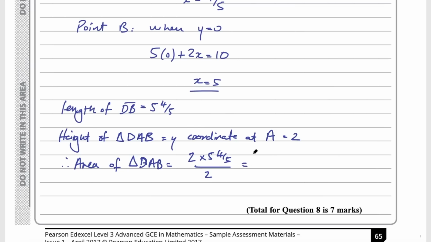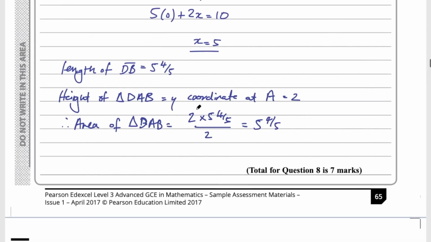So just work that out. Well, those 2's just cancel, so we get an area of 5 and 4/5. And the other triangle is going to be the same because it's a rectangle, and if you just split a rectangle in half, the two triangles will have exactly the same area.